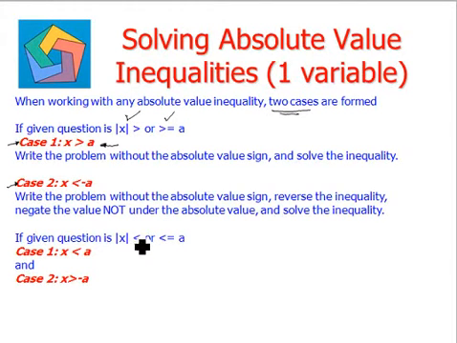Now if the given inequality is |x| less than or equal to a, then the two cases are x is less than a and the other is x is greater than or equal to negative a. So we'll solve these two options and then find out the value of x. In absolute value inequalities, x will always have two answers or two values.